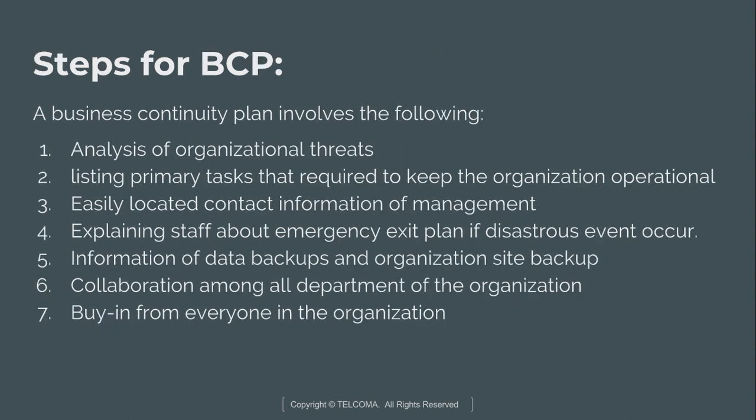Next, the steps involved in business continuity plan. So the first step is analyzing the various attacks which are threats for the organization. We have to analyze all the threats. Next one, listing primary tasks that are required to keep the organization operational. Third one, easily located contact information of the management in case threats or attacks occur. Next one is explaining to staff the emergency exit plan if a disaster event occurs. So we have to train the staff about the emergency exit plans.